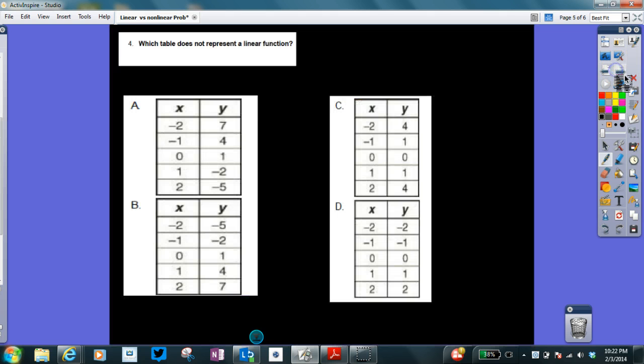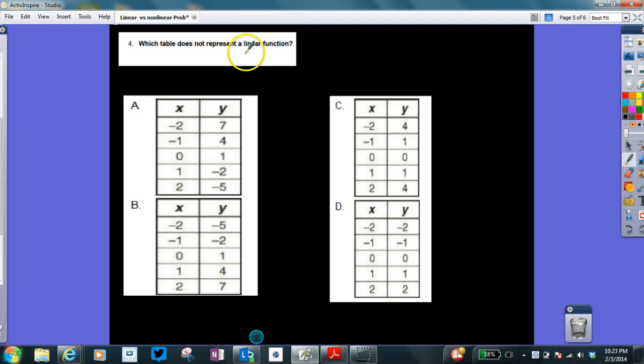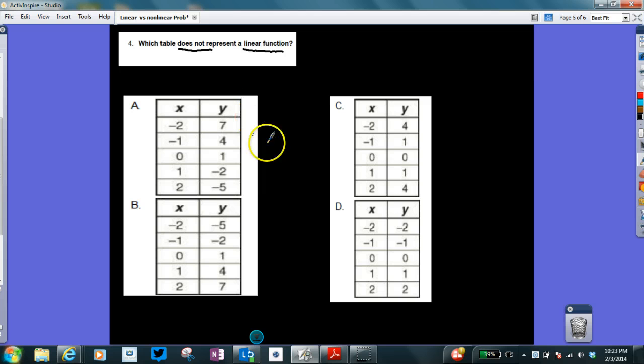All right, so let's look at number 4. Which table does not represent a linear function? Again, key term here, does not represent a linear function. Well, let's look at them. Let's compare. It's the same thing we did before, just a different look. Same process, and the process never changes, just the look changes.